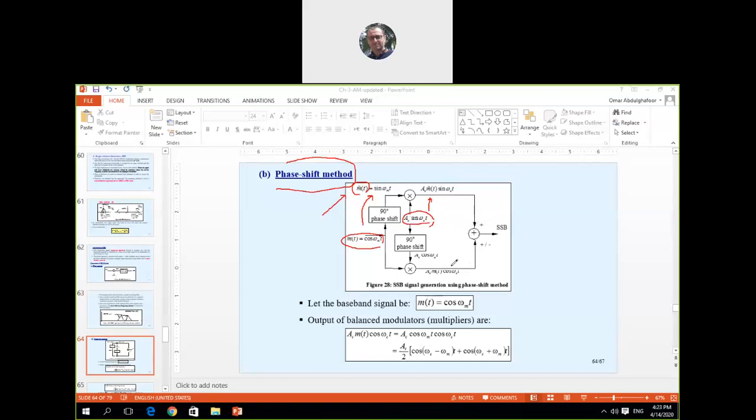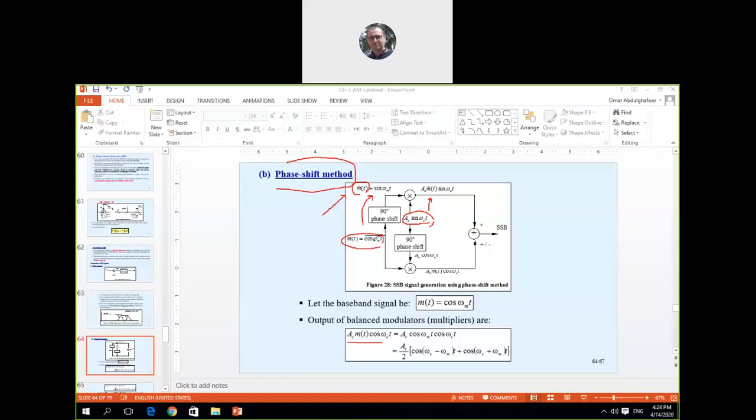Okay, so let's have a look at the mathematical representation. If the baseband signal m of t is cosine omega t, then the output of the balanced modulator, or multiplier, will be A sub c m of t cosine omega t.